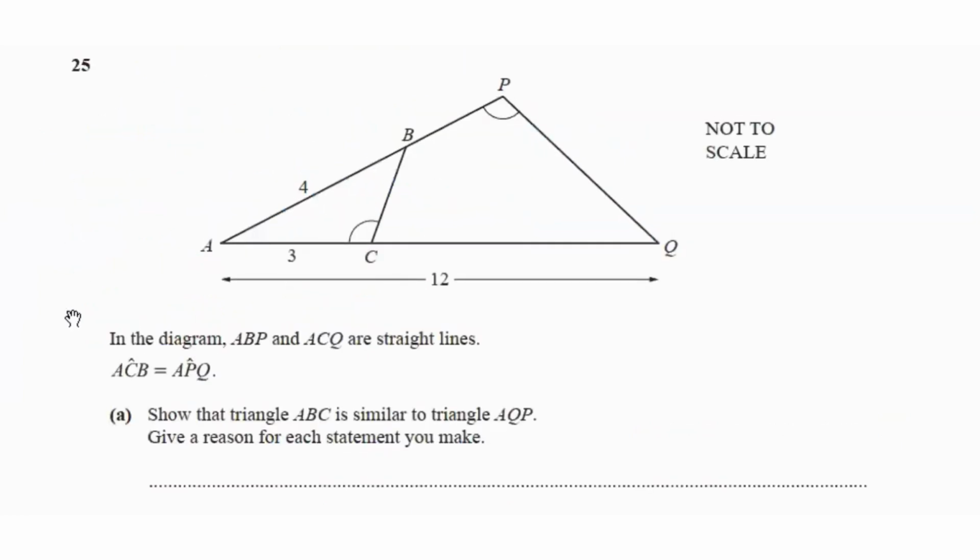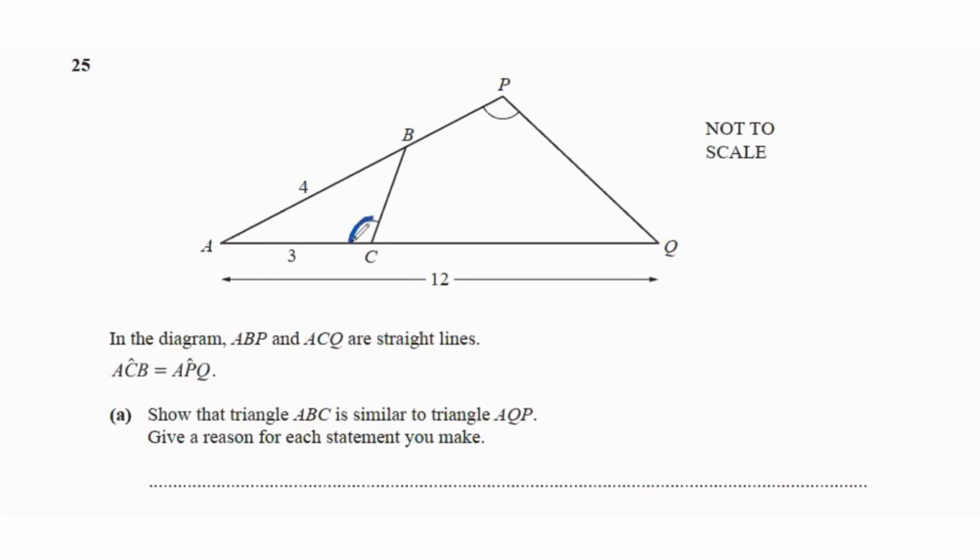Question 25 says in the diagram, ABP and ACQ are straight lines. Angle ACB and APQ are equal. Show that the triangle ABC is similar to triangle AQP. And give a reason for each of your statements.